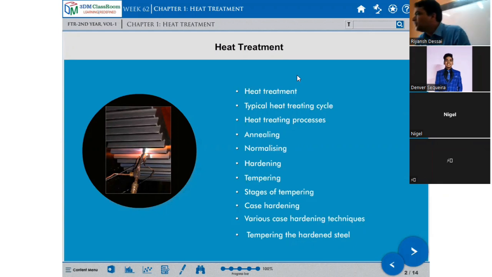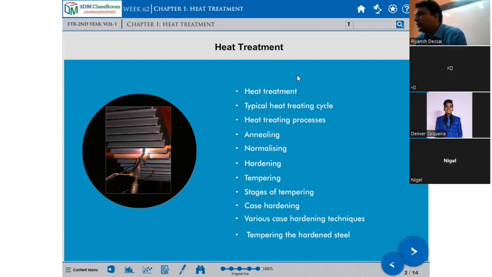Hardening: heating, quick cooling. Tempering: after hardening, reheating, quick cooling. Annealing: heating, soaking, you can do anywhere.